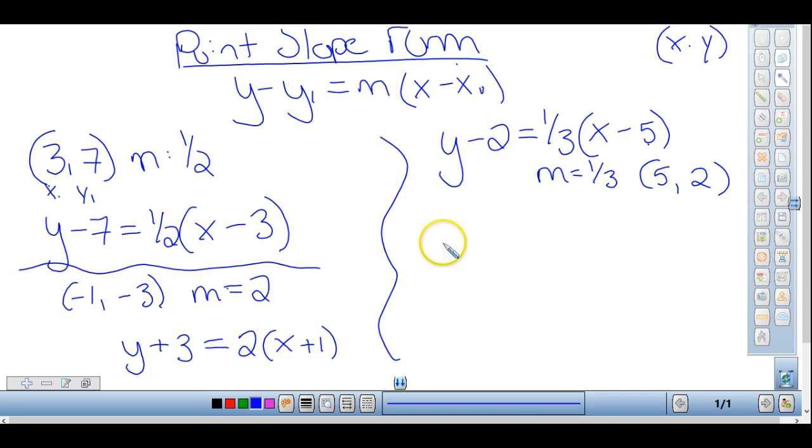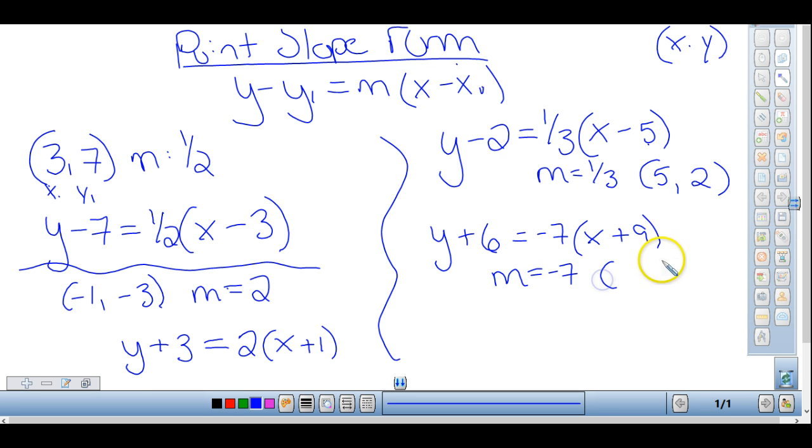Okay. If we look at y plus 6 equals -7 times x plus 9, my m, again, is going to be in front of my parentheses, so m is -7. And then we have the point. This is where we have to be careful. Our x1 is right here, but it's supposed to be a minus. So in order for them to get a plus there, it's going to be a -9. In order for them to get a plus with their y, it's going to be a -6.